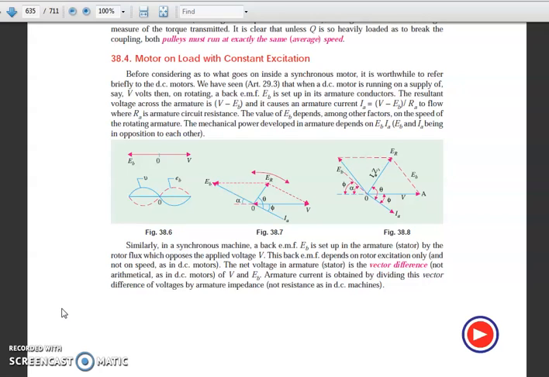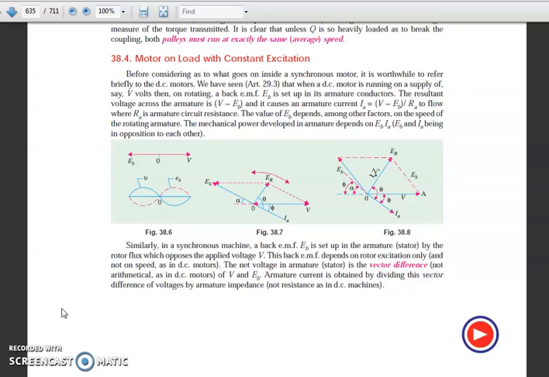Once your motor achieves a speed nearly equal to the synchronous speed, then we switch on the DC excitation so that the motor will attain the synchronous speed. Once we supply the DC excitation, obviously this synchronous motor will run at a synchronous speed.